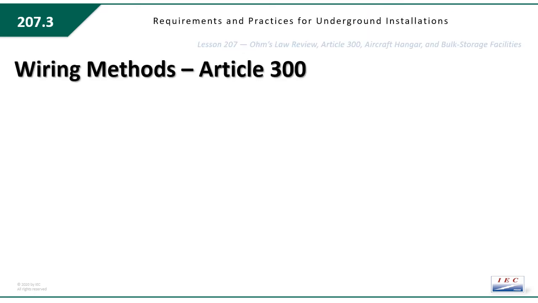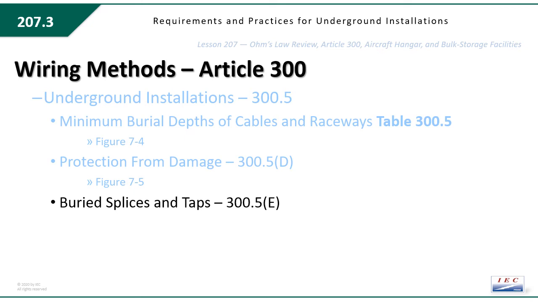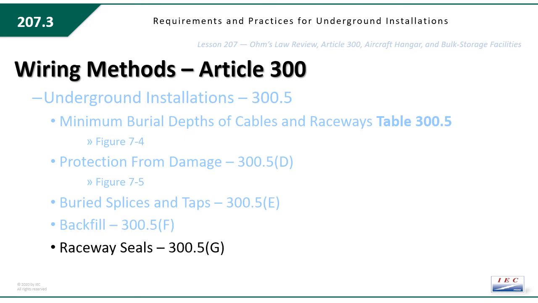Wiring methods, Article 300. Underground installations is going to be found in 300.5. Minimum burial depths of cables is going to be found in 300.5. Protection from damage, 300.5D. Buried splices, 300.5E. Backfill, 300.5F. Raceway seals, 300.5G. And the reason I bring these up is you will have a couple questions on the exam regarding underground installations.